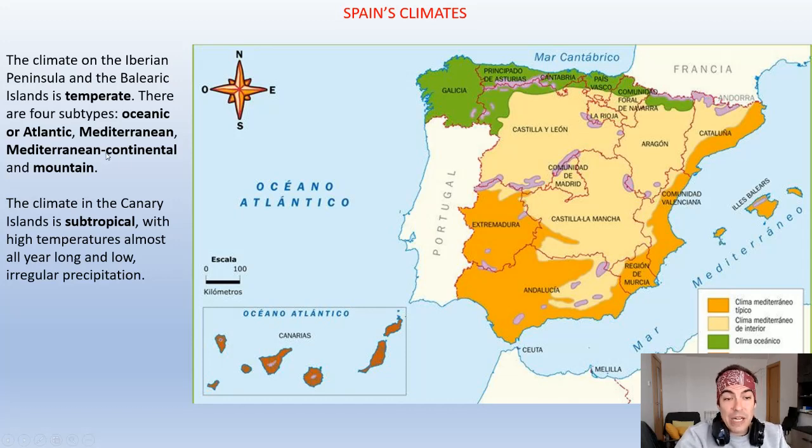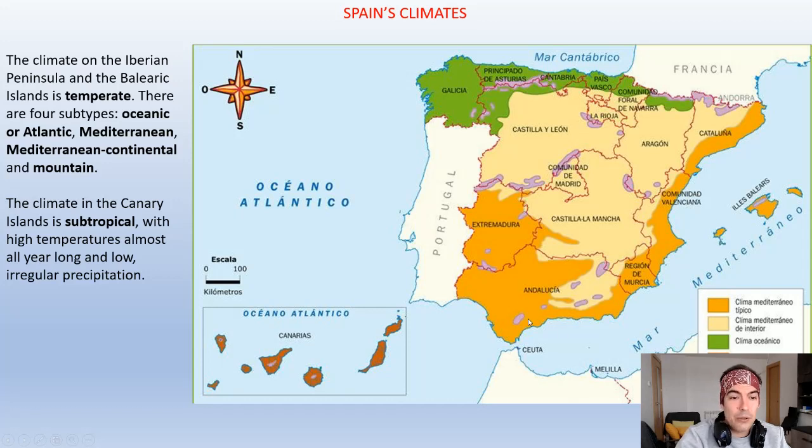Then we have the Mediterranean continental, which is this light yellow, which is the climate that we have in Madrid, for example, and it covers all or most of the center of the Iberian Peninsula. And finally, the mountain climate, which is located in the big mountains of the Iberian Peninsula, such as the Pyrenees, the Cantabrian system, the Central system, the, how do you say this? Sistema Bético. I'm not sure how to say this in English.